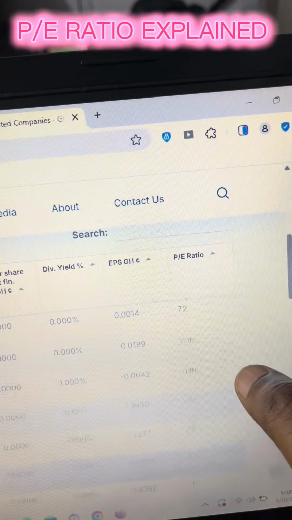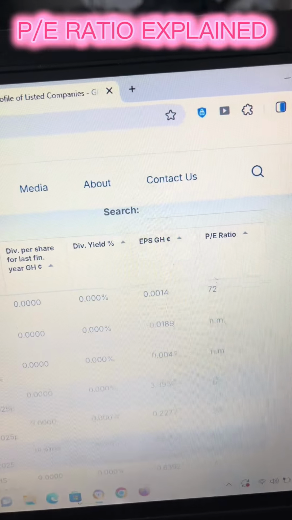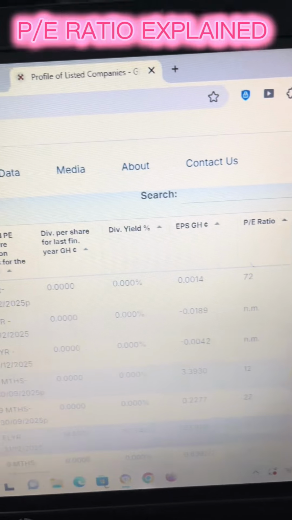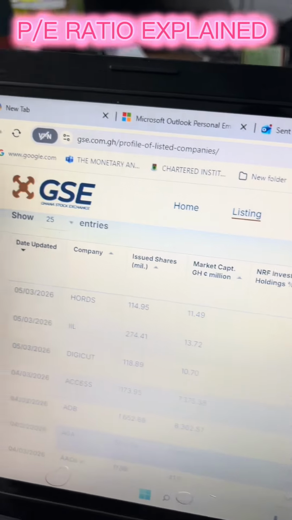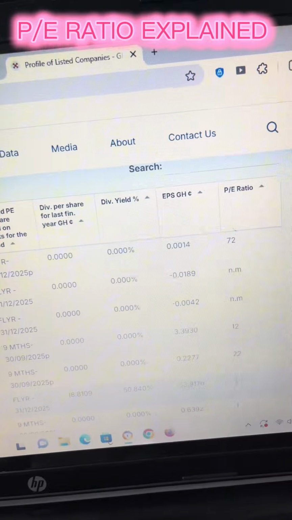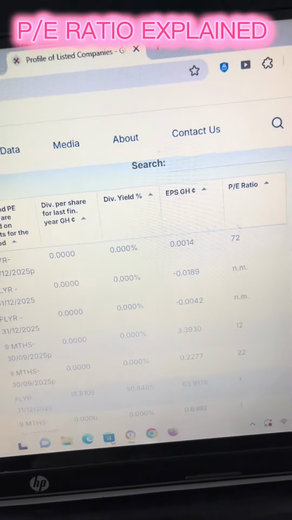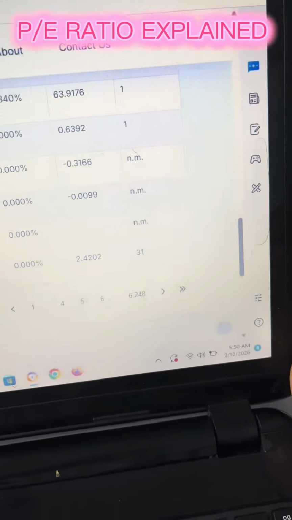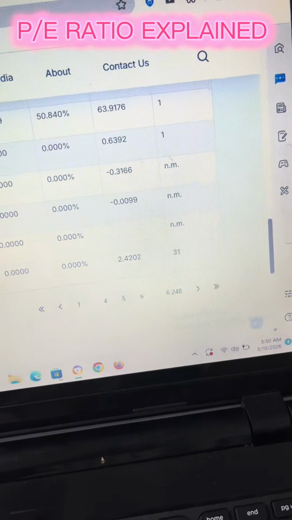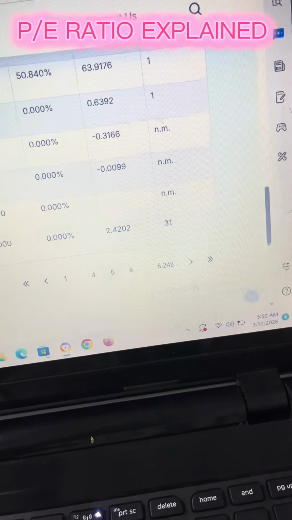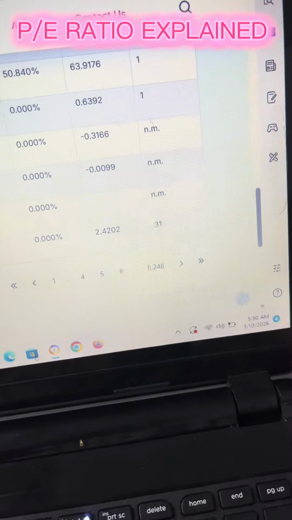But when you see a PE ratio of above 30, it simply means the stock is very expensive or there is high growth expectation. So when you look at this, this is HORDS, right? So HORDS has a very low price already, but the PE ratio is showing that it is expensive. Even with the low price, the PE ratio is showing that it is still expensive. And we have BOPP over here. BOPP's PE ratio is 31, which also means it is expensive. Though not too high, the PE ratio shows that it is expensive at this moment.